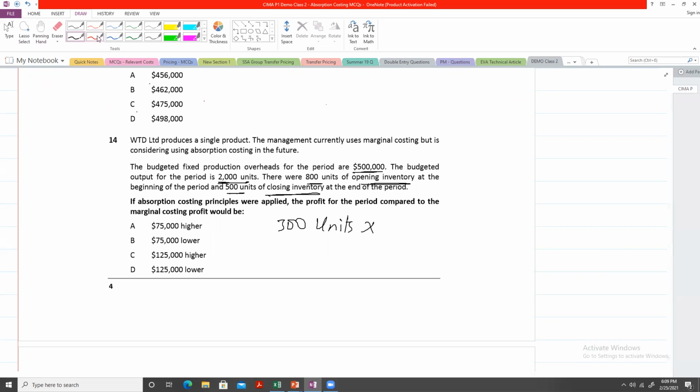How much will be the overhead absorption rate? The overhead absorption rate will be 500,000 divided by the budgeted output for the period, 2,000. So the overhead absorption rate will be $250 per unit.